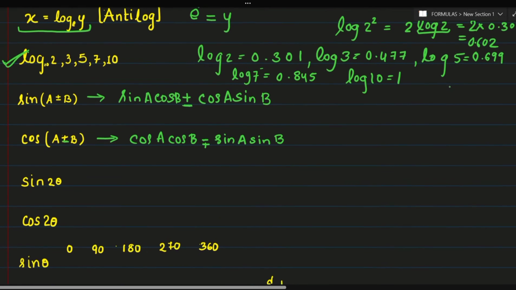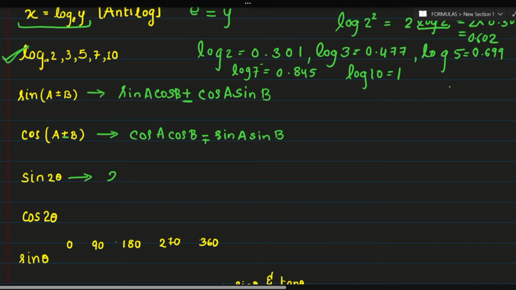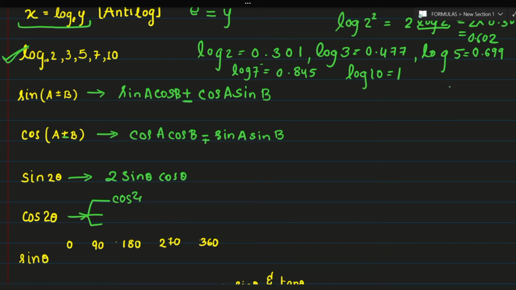After that comes sine 2 theta. The sine 2 theta formula is 2 sine theta cos theta. Next is cos 2 theta. There are 3 formulas for it. First is, not cos square theta, it is 2 cos square theta minus 1. Second is 1 minus 2 sine square theta. And the third formula I write here, that is cos square theta minus sine square theta.